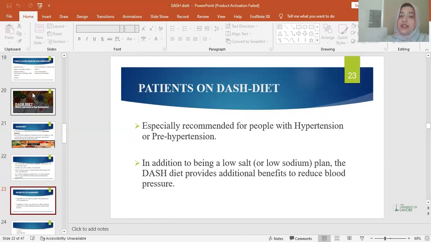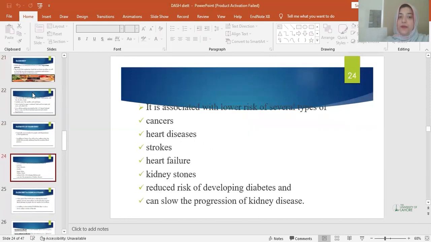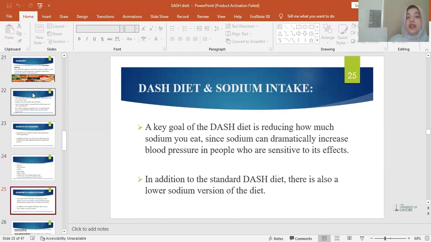The DASH diet is specially recommended for people with hypertension or pre-hypertension. In addition to being a low salt or low sodium plan, the DASH diet provides additional benefits to reduce blood pressure. It is associated with lower risk of several types of cancers, heart disease, stroke, heart failure, kidney stones, reduced risk of developing diabetes, and can slow the progression of kidney disease.